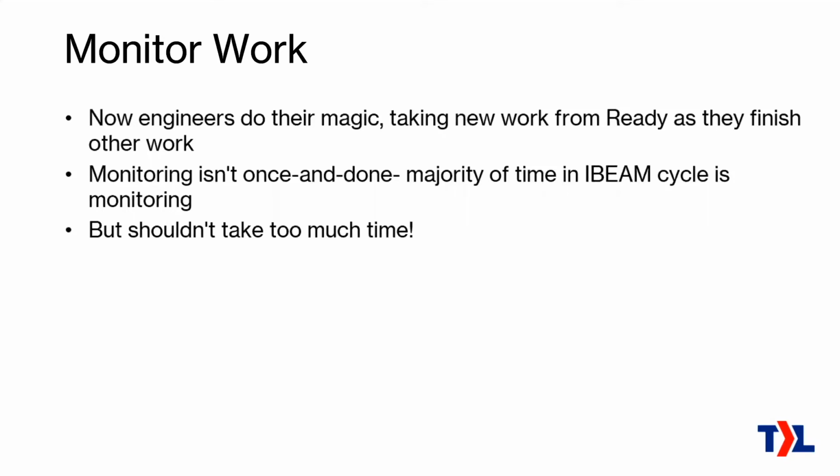So this doesn't need to take too much time. We want to manage by exception, right? The things that are going really well, you don't need to worry about them too much. You want to be aware of the problems so that you can get those things back on track. So what do we actually look for in terms of this work once the engineers start it?